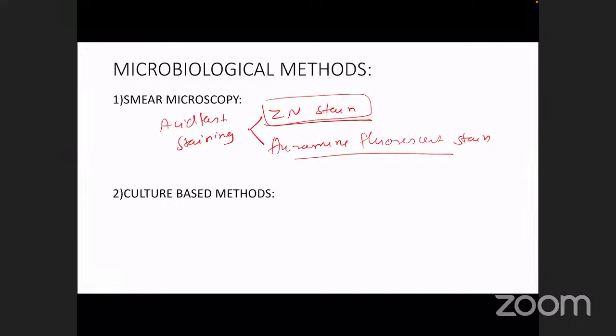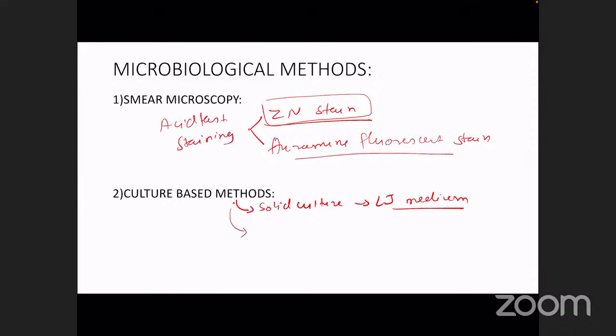Okay, so culture-based methods, you have solid culture. Only one is used among these, which is LJ, Lowenstein-Jensen medium. LJ medium is the only solid culture method which is used routinely for diagnosis of tuberculosis. And I hope you all know the solid culture method takes a lot of time; it requires 8 weeks, sometimes even more than that, for the growth of tuberculosis.